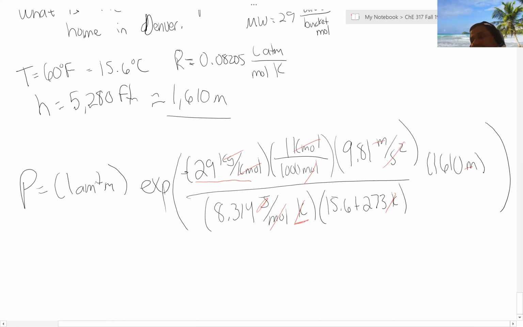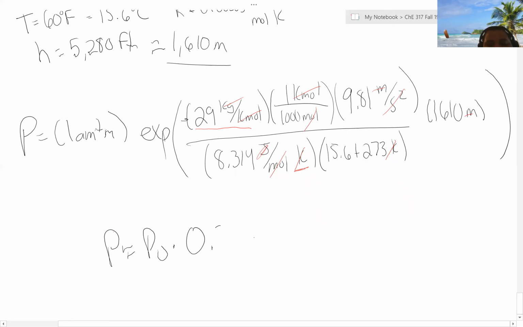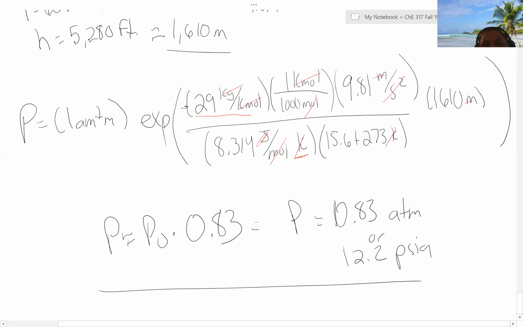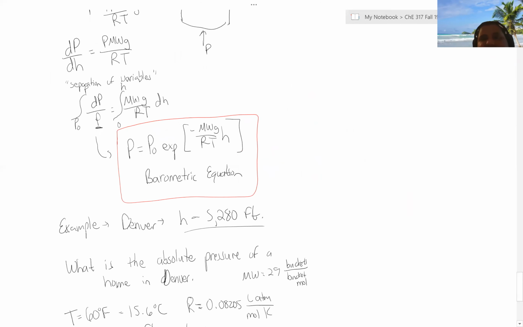If I run that calculation, what you should be left with is that your exponential is, oh, wrong pen, excuse me, P is going to be equal to P naught times 0.83, which means the absolute pressure in Denver is going to be about 0.83 atmospheres, or 12.2 psi-A. Any questions on that?